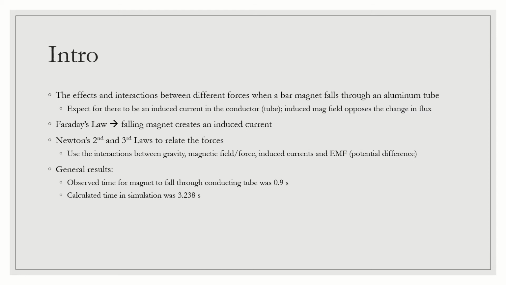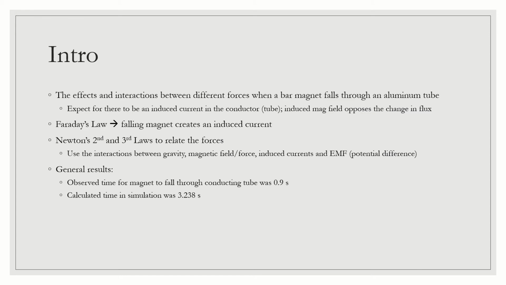I expect there to be an induced current in the conductor, which is the aluminum tube that I'll be using, and then an induced magnetic field will be created to oppose the change in flux, which is due to Faraday's law. I'll also be applying Newton's second and third laws to relate the forces in the code and therefore create graphing for my results.